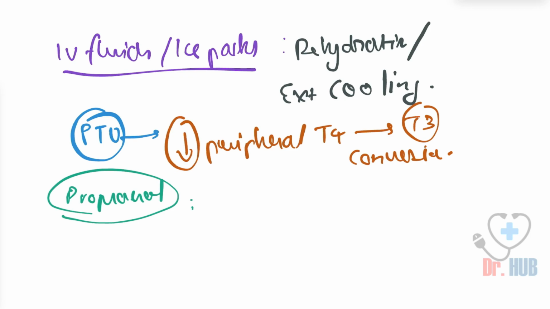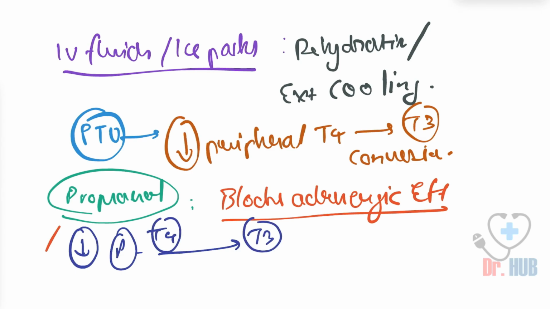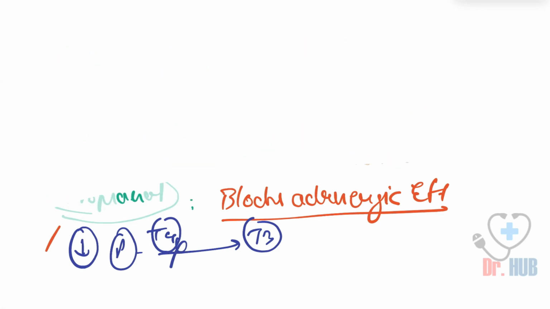What is specific about propranolol is that it blocks the adrenergic effects, and it reduces the peripheral conversion of T4 to T3. So it reduces the conversion. Next, we saw the PTU, we saw the propranolol, then we look at the CS.